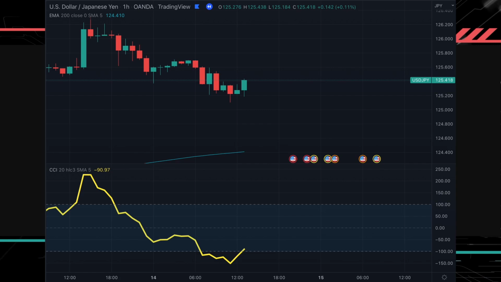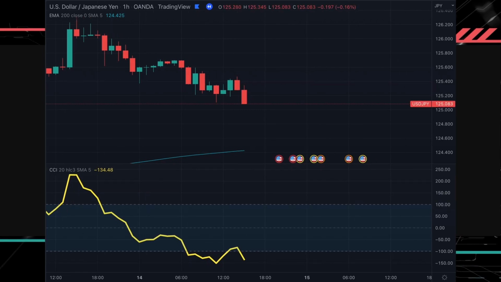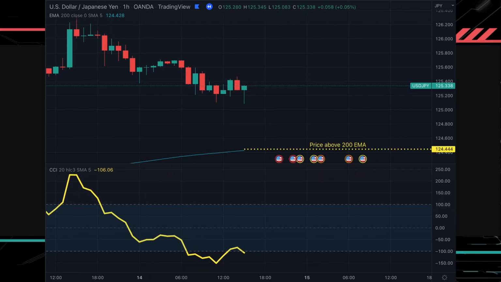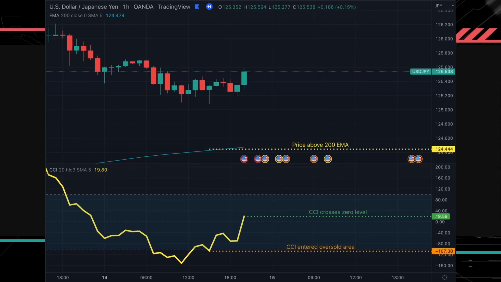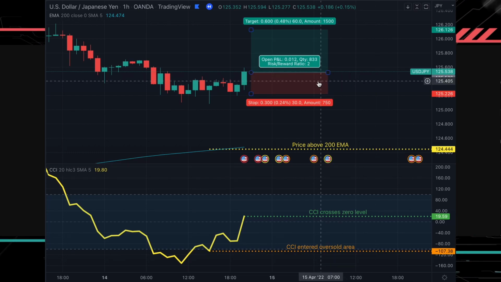Our first buy example is the USD/JPY on the 1-hour time frame. First, the price is above the 200 EMA. Second, we wait for the CCI value to enter and exit the oversold level. Third, we wait for the CCI value to cross the zero line. Finally, we will enter a buy trade at the close of the candle.